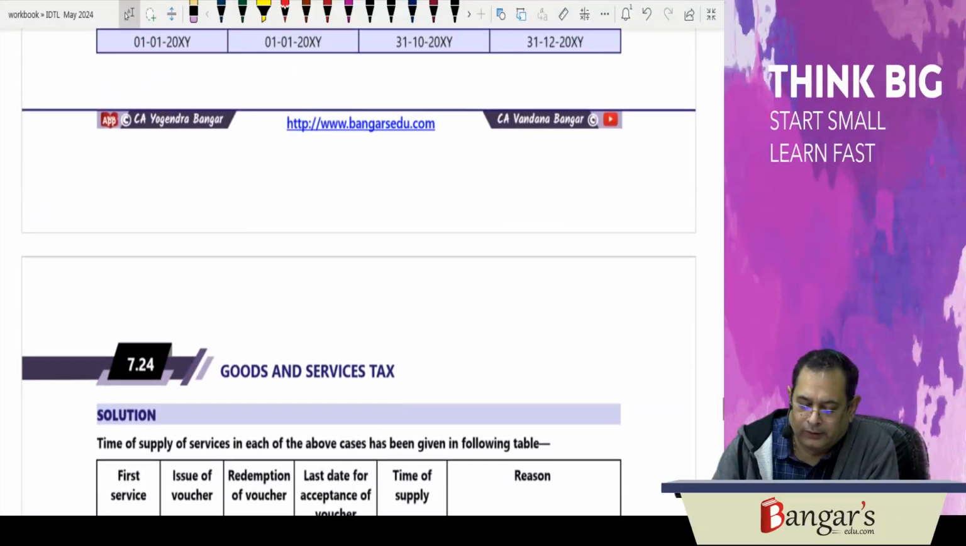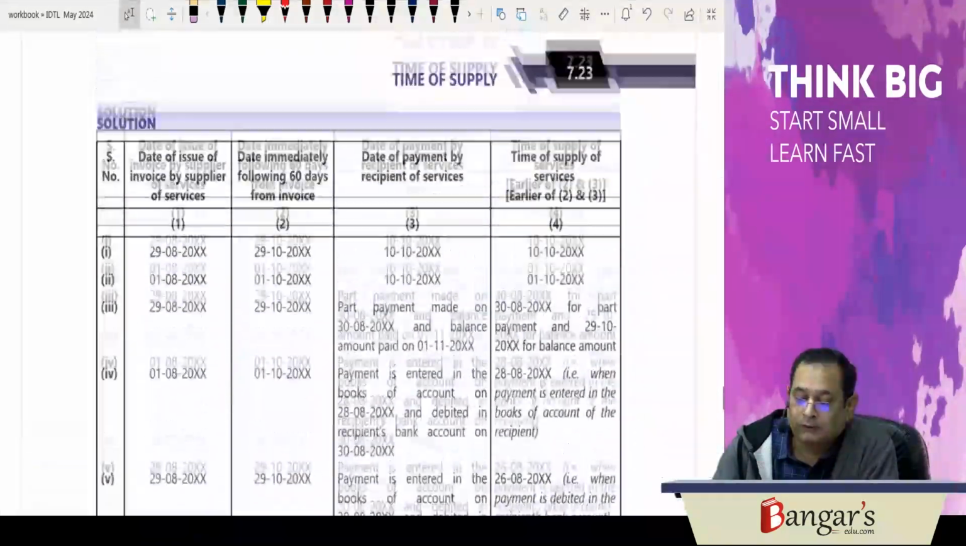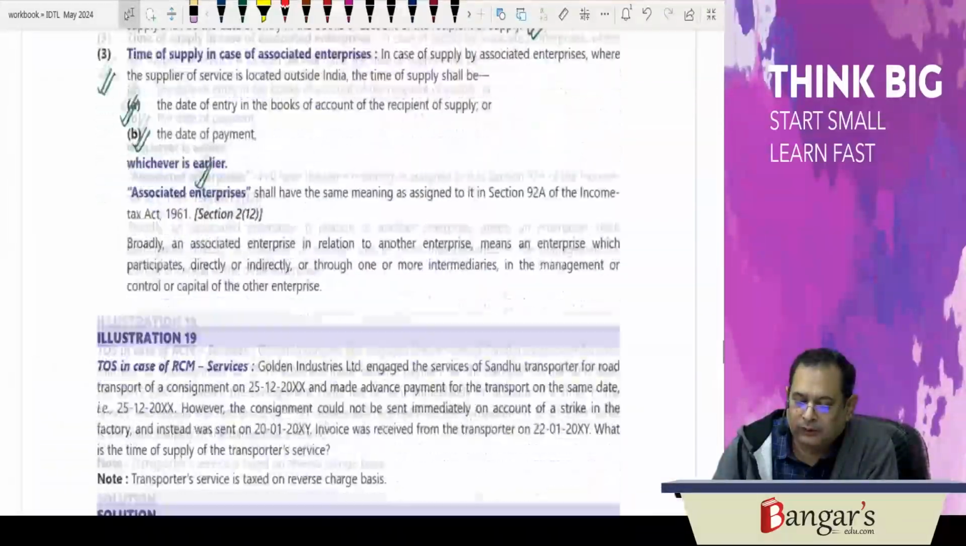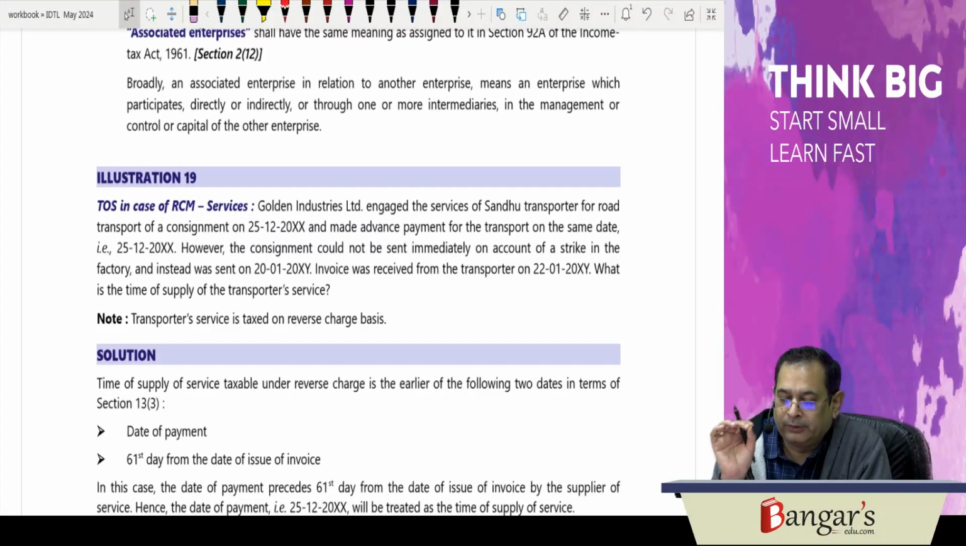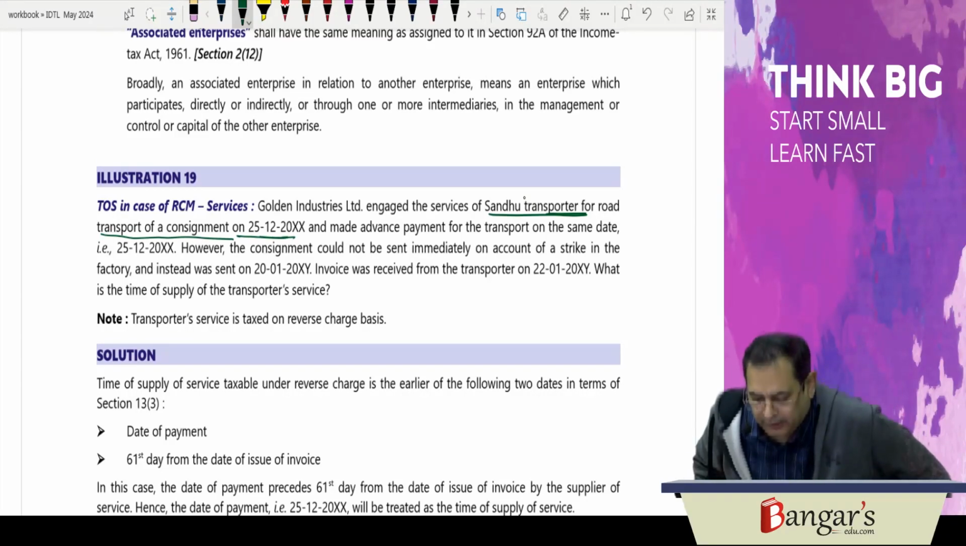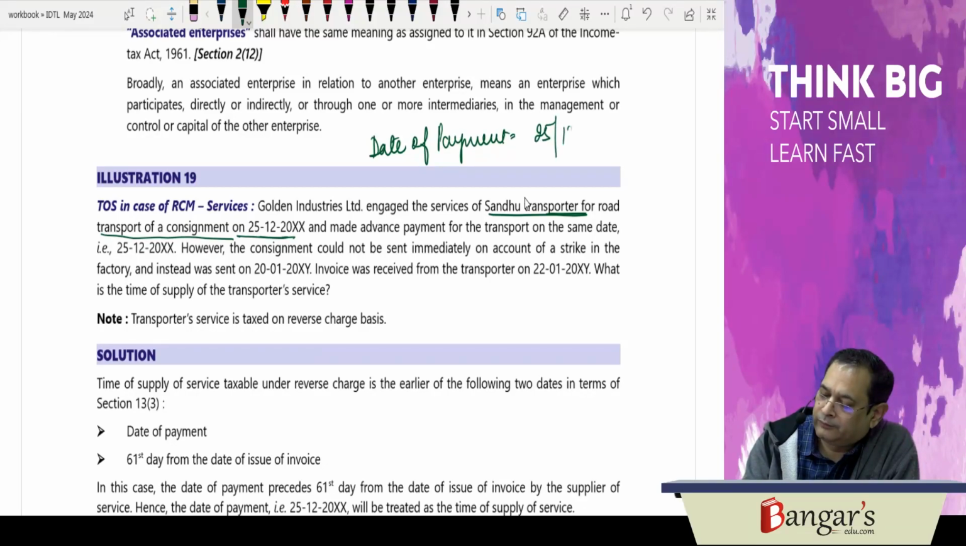So let us discuss the practical questions, first of all, of RCM. Golden Industries Limited engaged the services of Sandhu Transporters for road transport of consignment on 25/12 and made advance payment for transport on the same date. The date of payment has already been provided. Date of payment is 25/12.